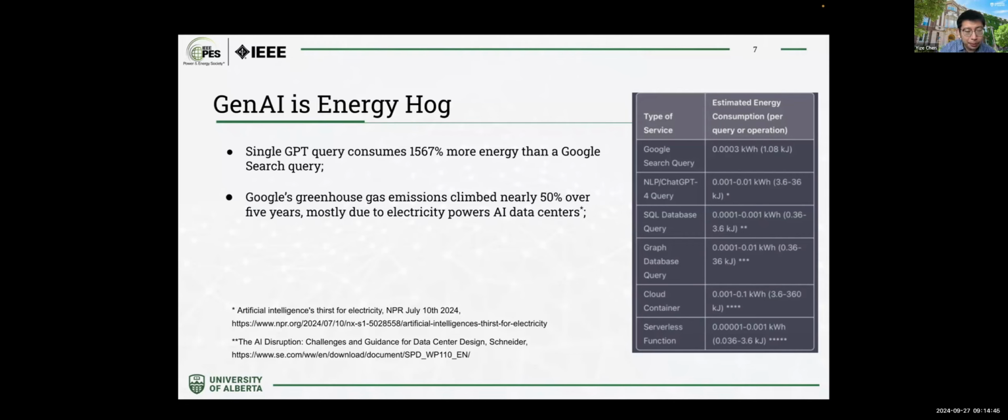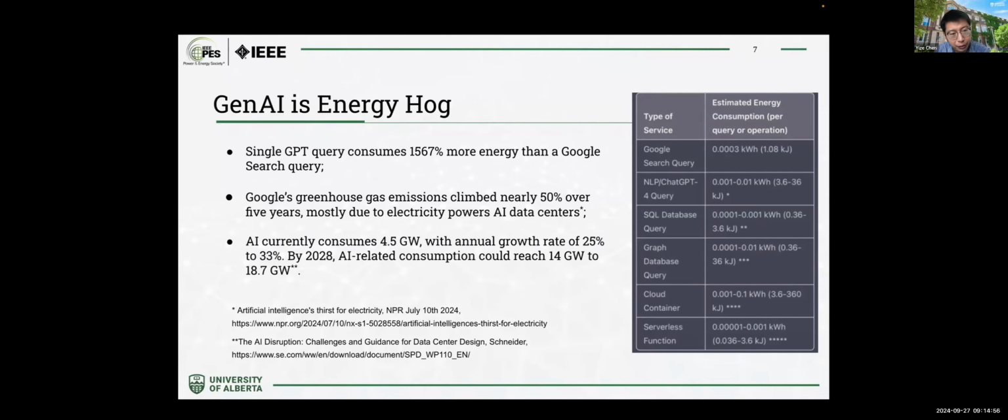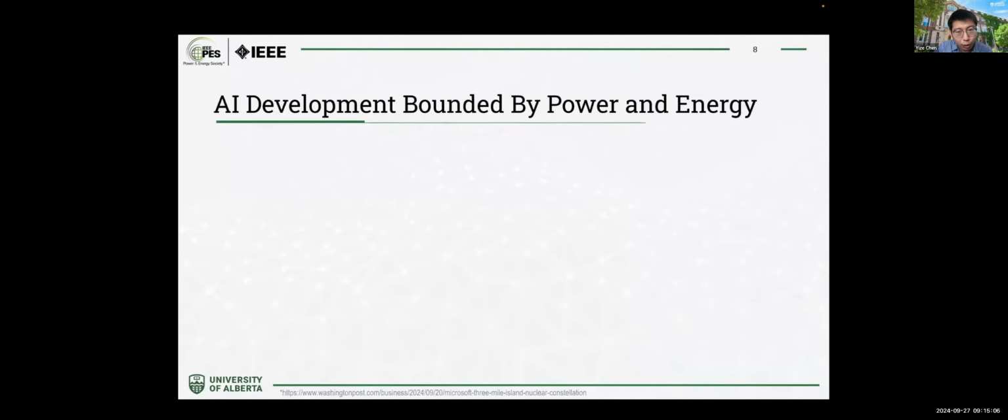At the same time, due to the fast development of AI, we already saw greenhouse gas emissions cut nearly 50% based on Google's report. And globally, we are seeing AI-related data centers and AI power growing at a very fast pace. This is more like the overall picture. We need more and more electricity, more and more energy, to power our AI developments.